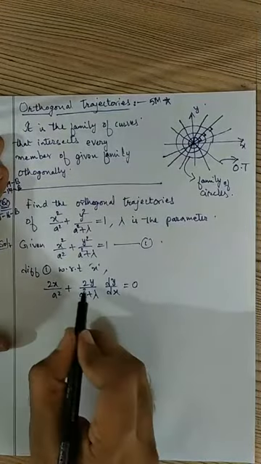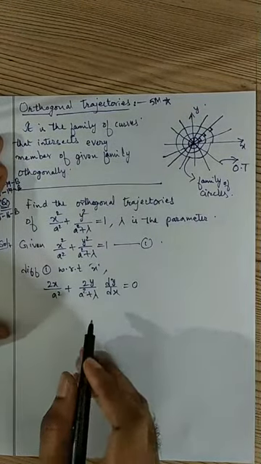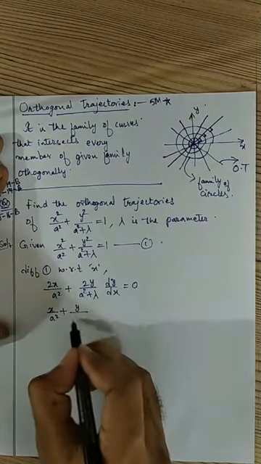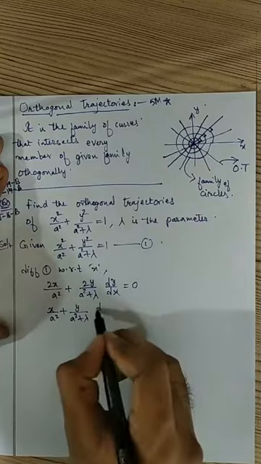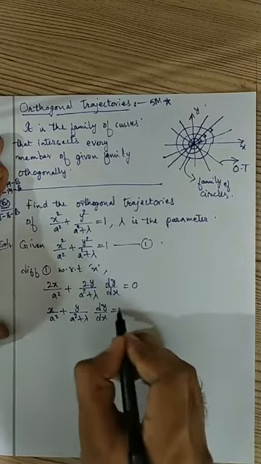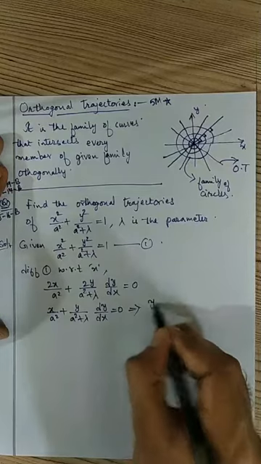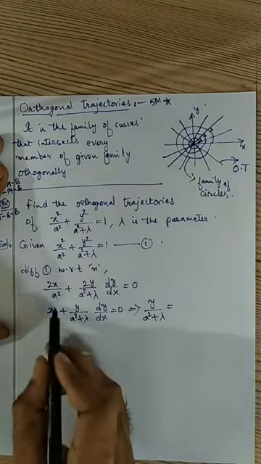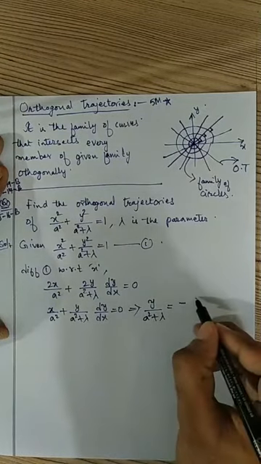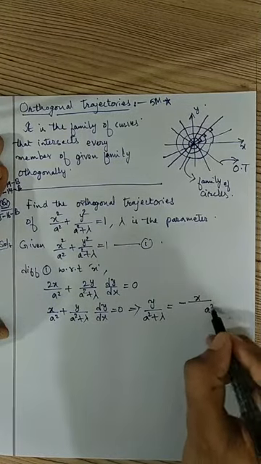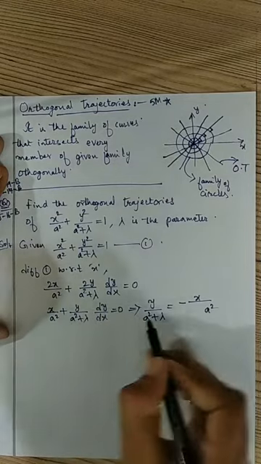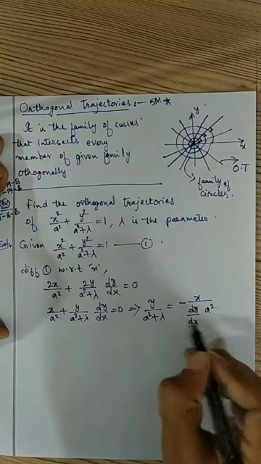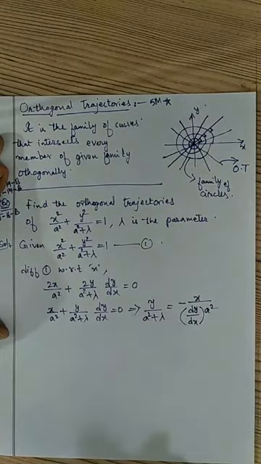Now this 2 can be taken out and the right hand side will become 0. Then what will remain? x by a square plus y by a square plus lambda into dy by dx equal to 0. Further, this can be written as y by a square plus lambda equal to, this x by a square can be taken to the right hand side, and this dy by dx can be taken into the denominator. So what I got?